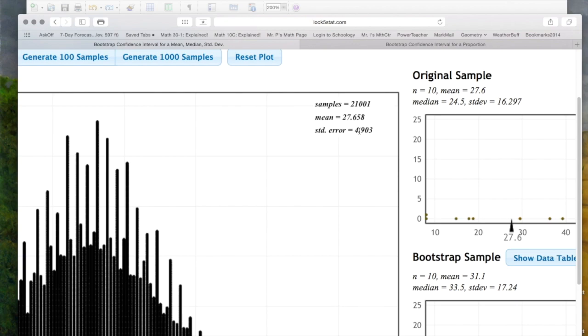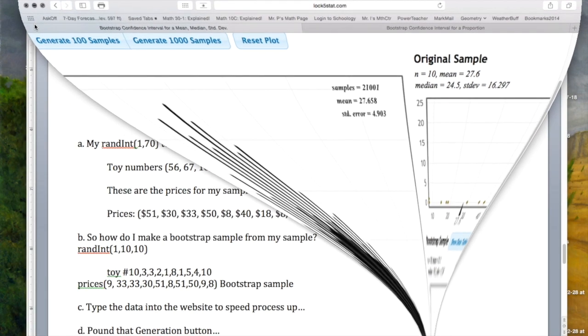So the statistic is 27.66, and then the standard error was 4.903. So those are the numbers that I need to take to finish my calculation, and we're done with this.